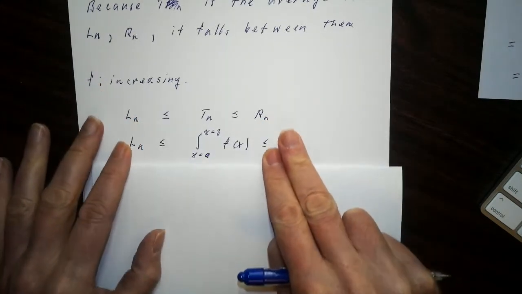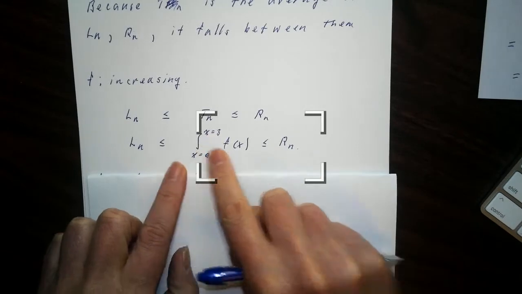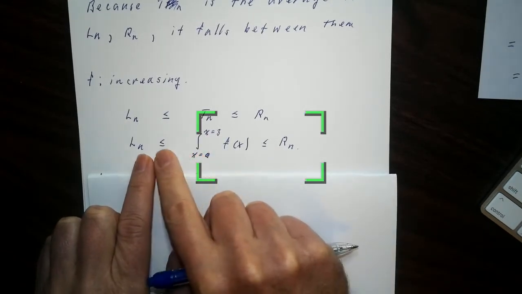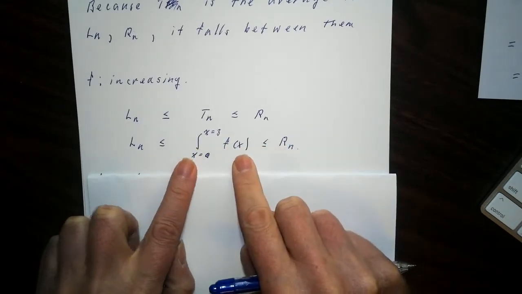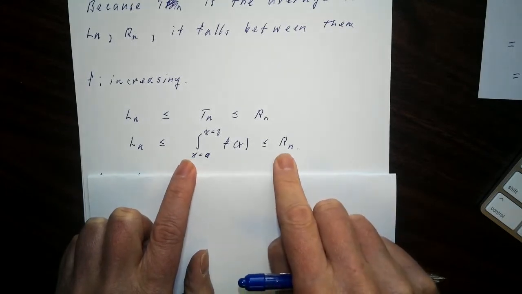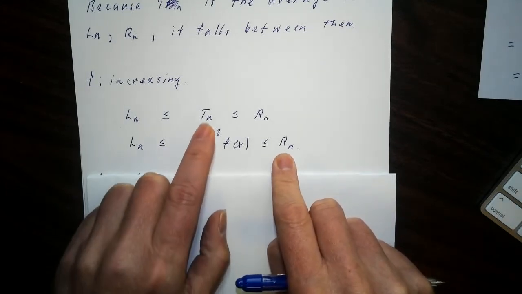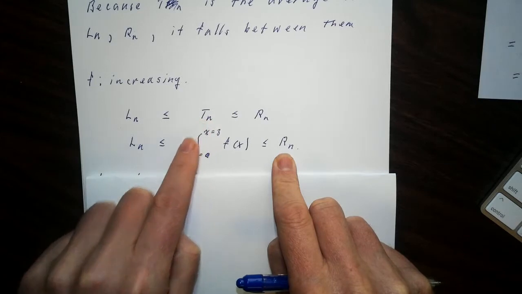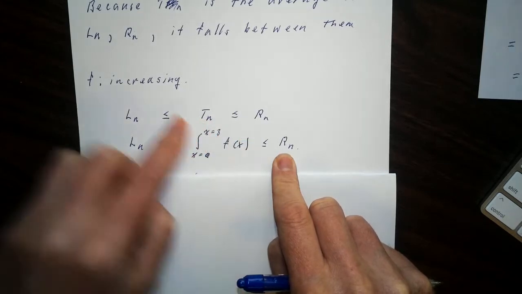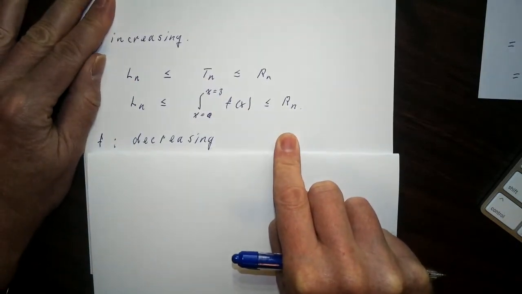Of course, we already know that if we have an increasing function, the left-hand estimate is less than or equal to the true area under the curve, which is less than or equal to the right-hand estimate. But this does not tell us whether T sub n is greater than, less than, or equal to the integral. There's something else going on there.